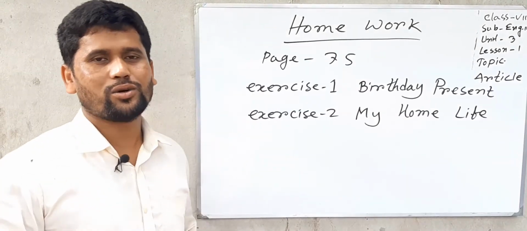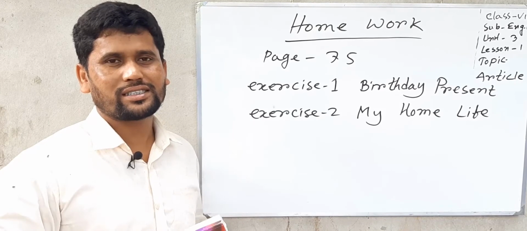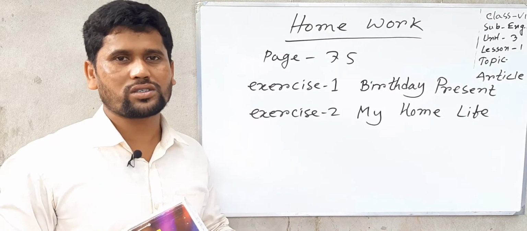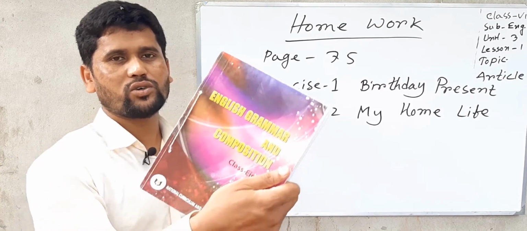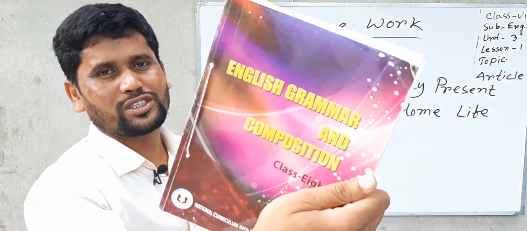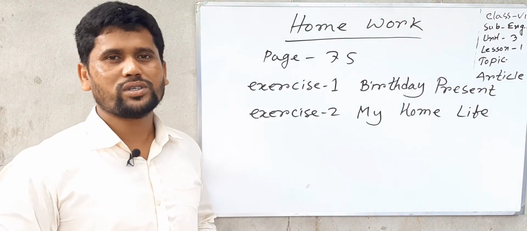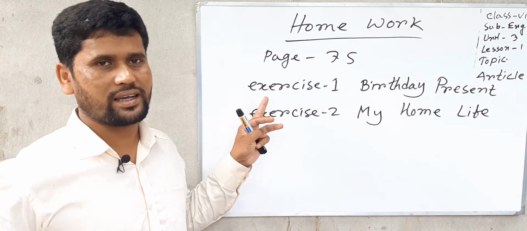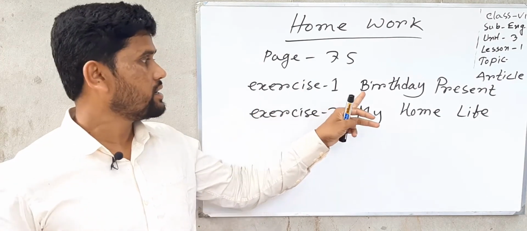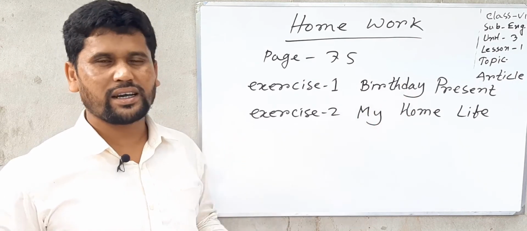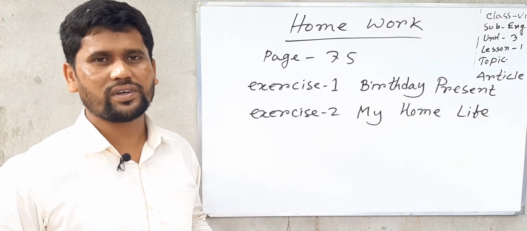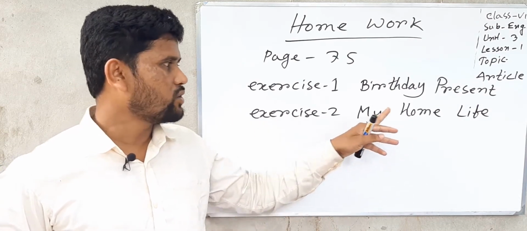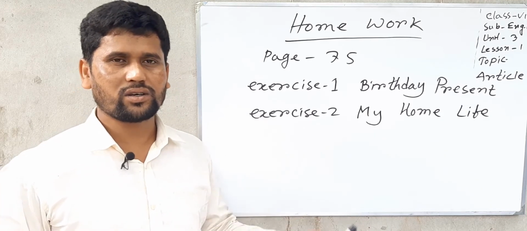Dear students, I hope you enjoyed the class and you learned something about how to use a, an or the, and how to use cross where article isn't necessary. I think you have the book English Grammar and Composition for class 8. Open unit 3 lesson 1 and go to page 75. You will find two exercises. In the first exercise, there is a passage about a birthday present, and here there are some gaps. You can fill the gaps using articles. And also exercise 2, same page, my home life, a passage, and here there are also some gaps.